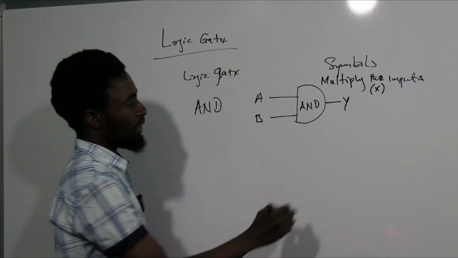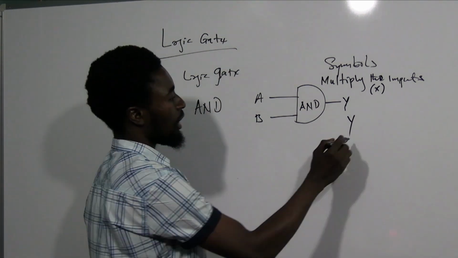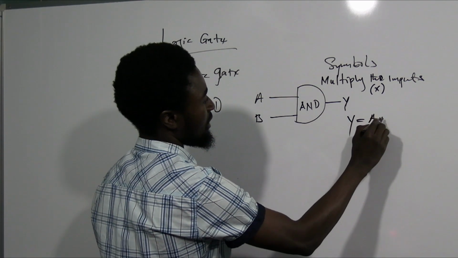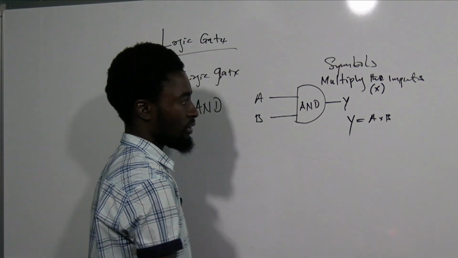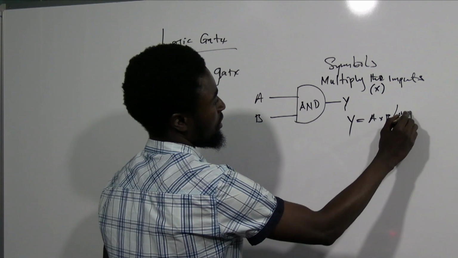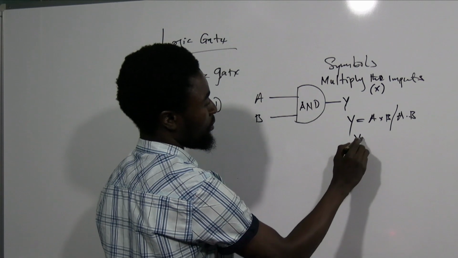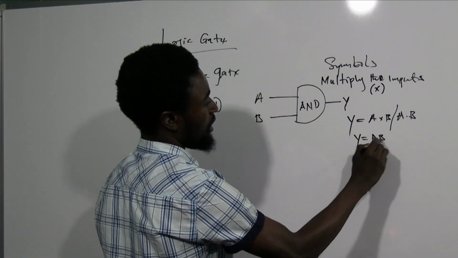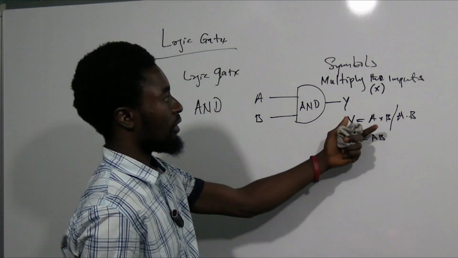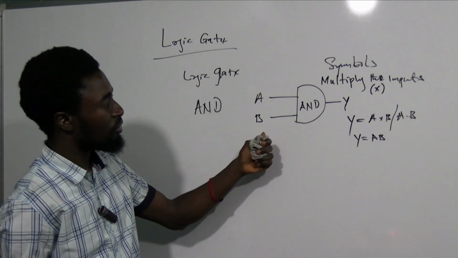So now let's say you have y to be the variable for the output. So y may now be equal to a times b, or we can also inscribe this one to be a dot b. So when you multiply these two, the output may now be AB. So this is the kind of operation that is performed when two inputs pass through the AND gate.